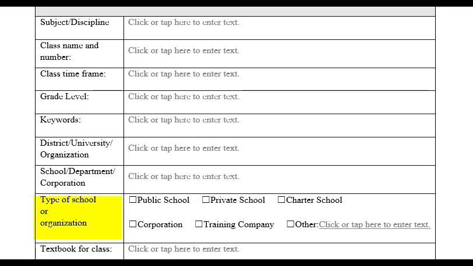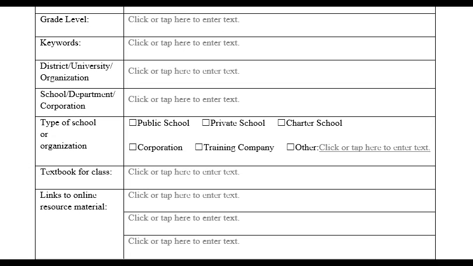What type of school or organization? Is it public, private? Do we work for a training company? And then very importantly, what type of textbooks and materials are required for our classes so that we know everything that we have to have ready for our students and so that we know to share this information with our students so that they can come to our classes prepared.